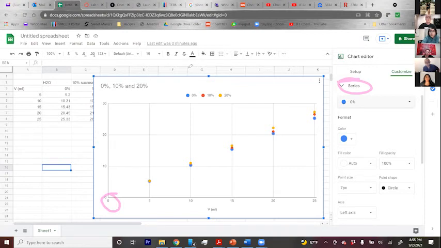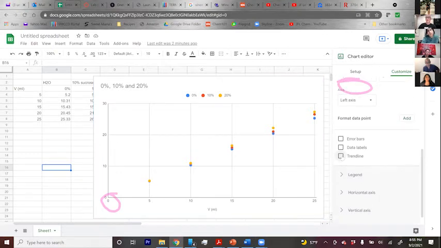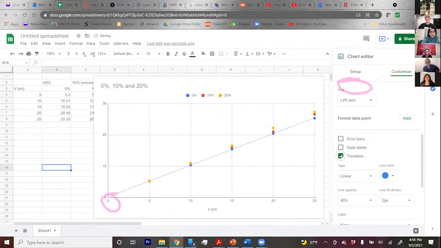What do I want from my series? Well, I want a line. I want a trend line. So I click, yes, I want a trend line. What kind of trend line do you want? Well, I want a linear one, because I'm expecting a linear relationship between the volume and the mass. That is what I want.